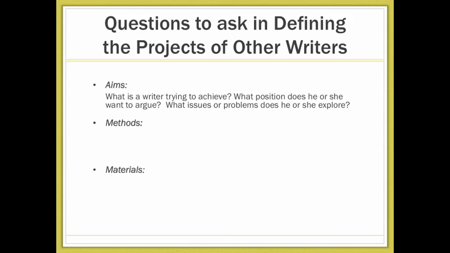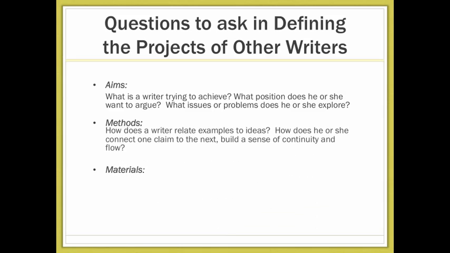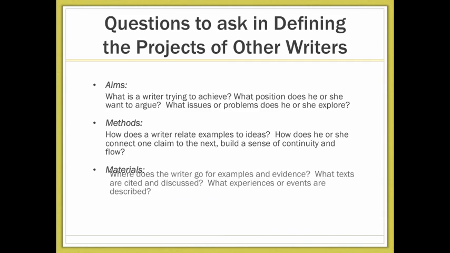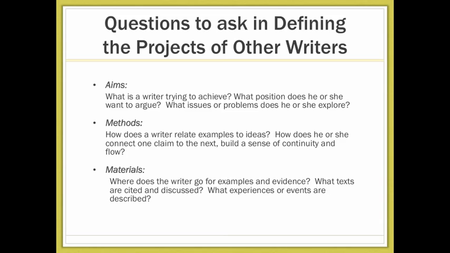In terms of aims, Harris asks us to ask the questions: What is a writer trying to achieve? What position does he or she want to argue? What issues or problems does he or she explore? In terms of methods, the questions include: how does a writer relate examples to ideas? How does he or she connect one claim to the next, build a sense of continuity and flow? And finally, about materials, Harris's questions are: where does the writer go for examples and evidence? What texts are cited and discussed? What experience or events are described?